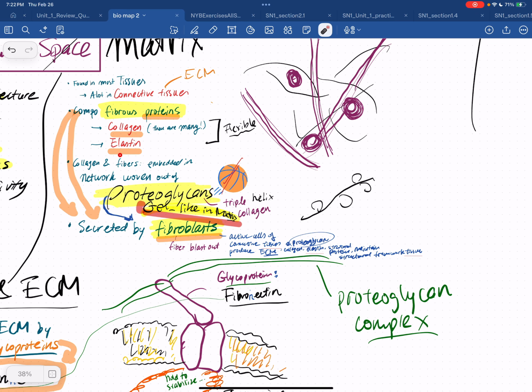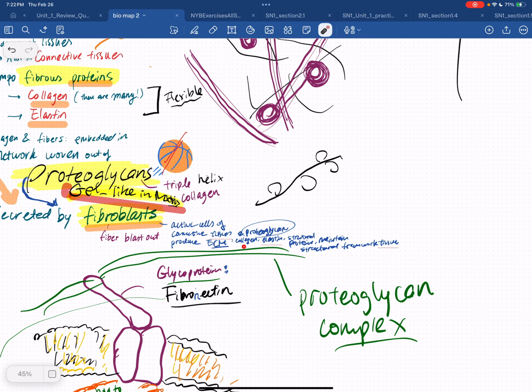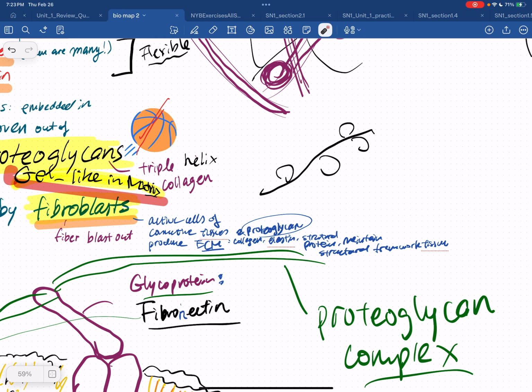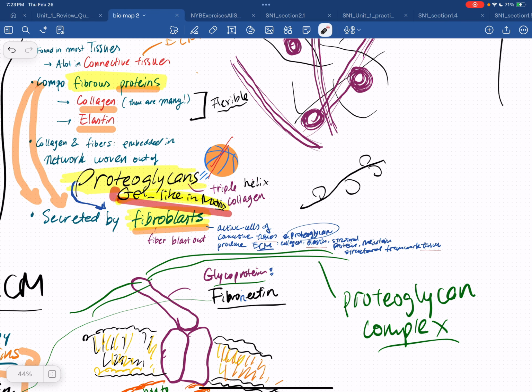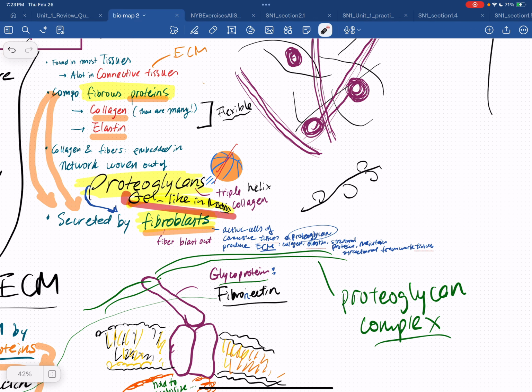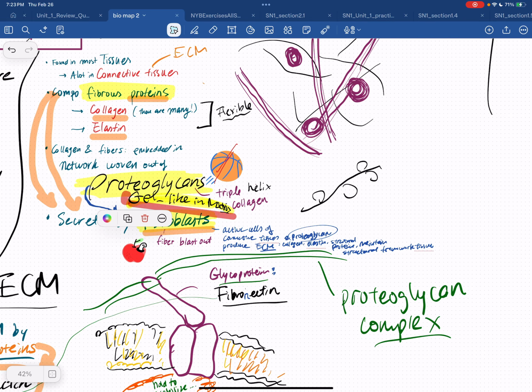These collagens and elastins are secreted by fibroblasts, an active cell of connective tissue, and proteoglycan is also produced for the extracellular matrix. Producing collagen, elastin, and proteoglycan, structural proteins, maintains the structural framework of the tissue. So fibroblasts are where fibers are blasted out. Not really sure what a fibroblast is. I don't know if I even need to know it.